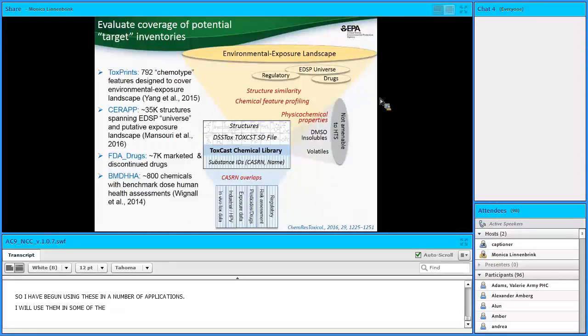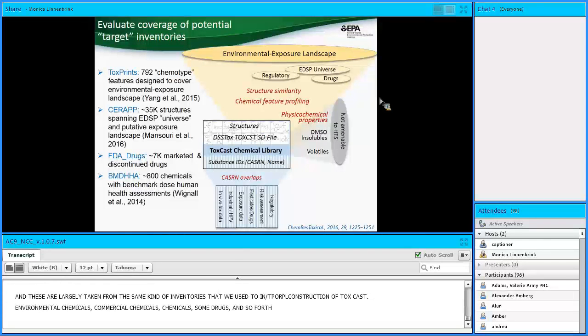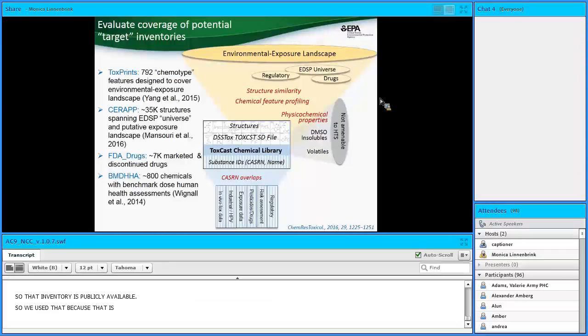The three inventories that I created to try to begin asking this question, how representative are ToxCast chemicals of other inventories? SERAP is a large effort that was undertaken here to screen approximately 35,000 chemicals spanning what we call the EDSP universe, the endocrine disruption screening program. And these are largely taken from the same kind of inventories that we use to inform construction of ToxCast: environmental chemicals, commercial chemicals, use chemicals, some drugs, and so forth. So that inventory is publicly available. So we use that because that is sort of a tenfold larger target inventory that we might consider ToxCast being applied to.